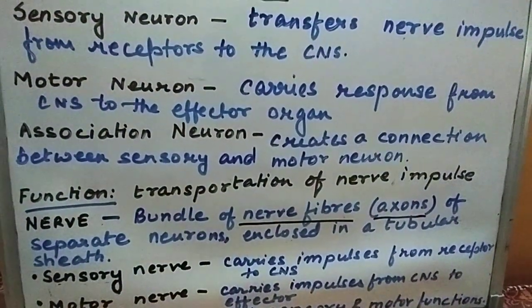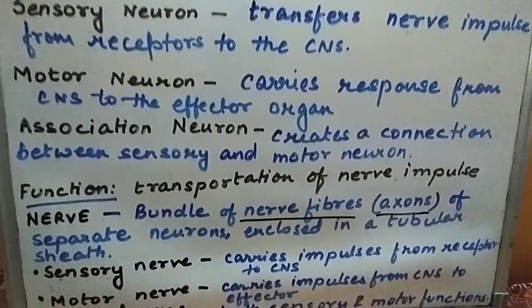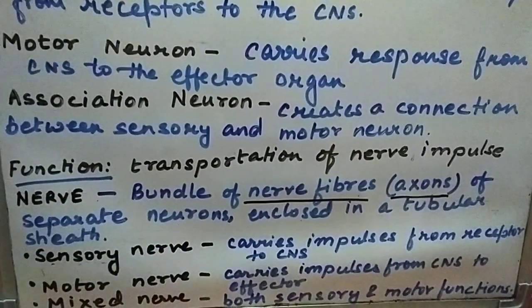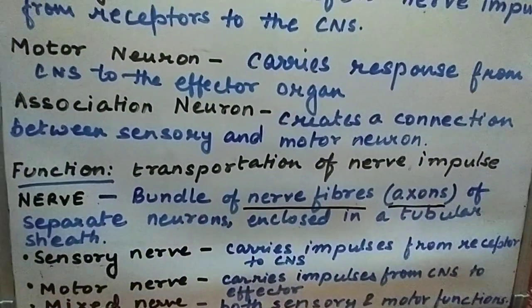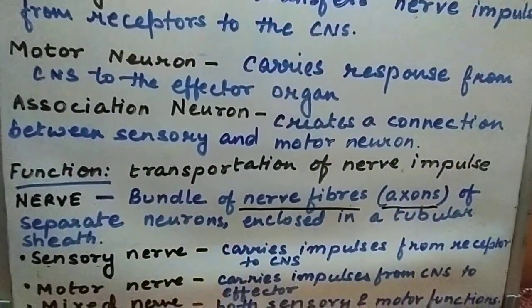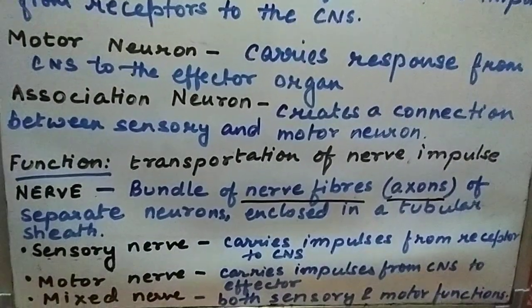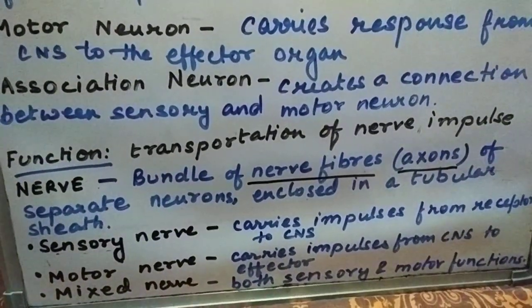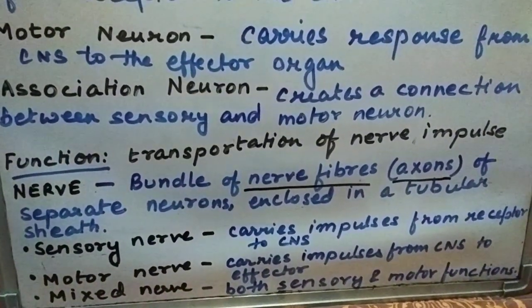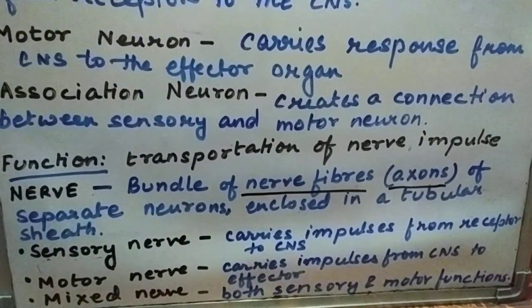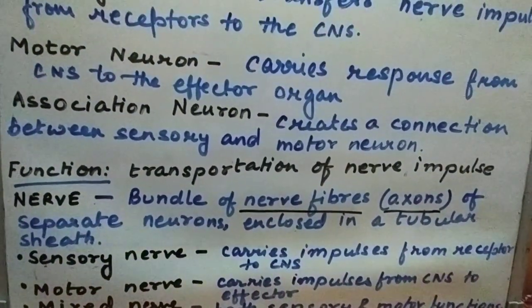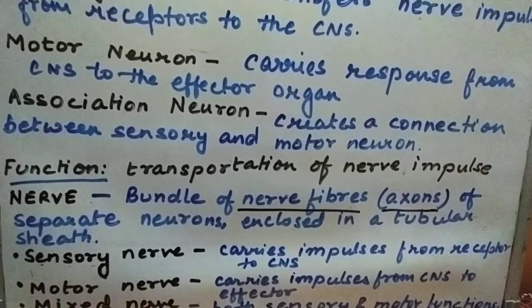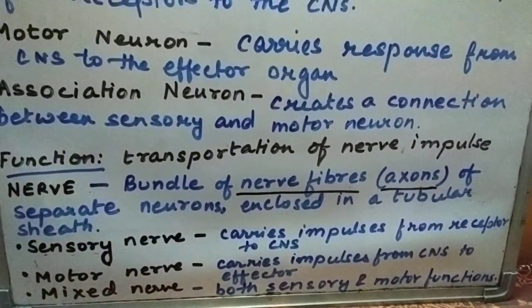So neuron, the function is transportation of nerve impulse. We know that. Nerve, so there is a huge difference between nerve and neuron. Neuron is a singular unit. It's a unit of nervous system, structural and functional unit of nervous system. Whereas nerve is bundle of nerve fibers or axons of separate neurons. You have to understand, separate neurons. There are a number of neurons together in nerve that remain enclosed in a tubular sheath.